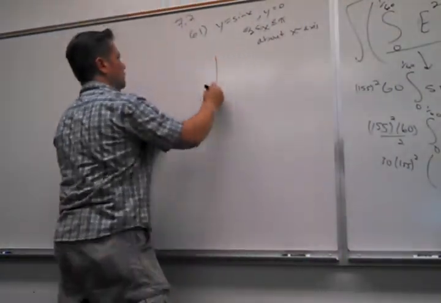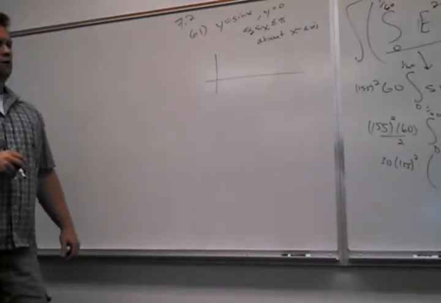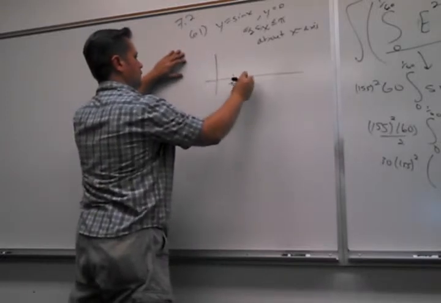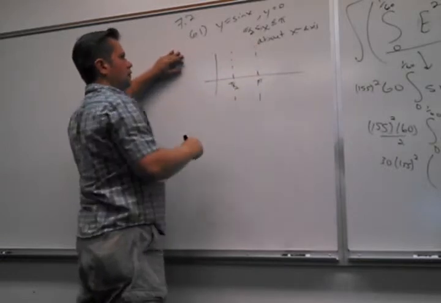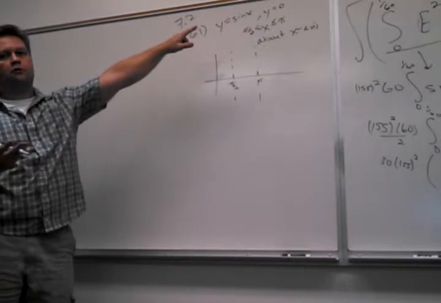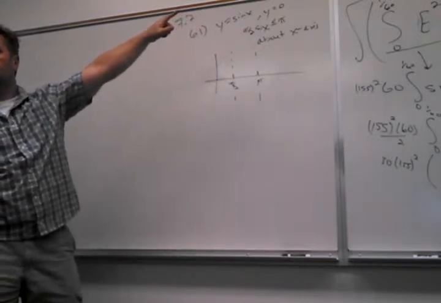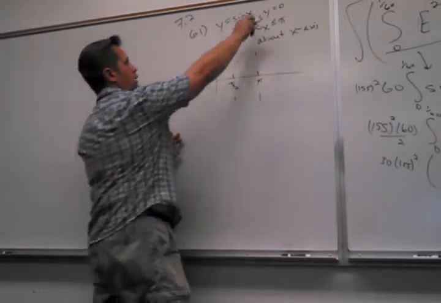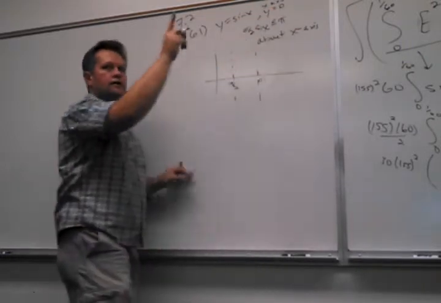So x is from pi over 2 to pi. I want to go between, and y equals 0 is, of course, another name for the x-axis. You can do it like this. I can work with that. So y equals 0 is the x-axis. That's one of the boundaries. I'm going to rotate it around the x-axis.